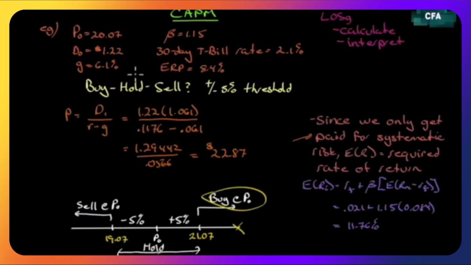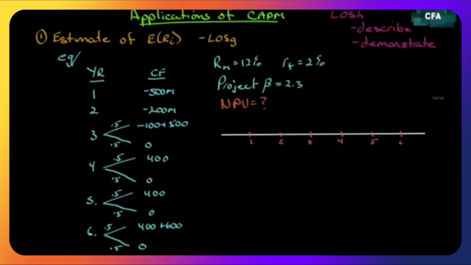So we figured the intrinsic value of the stock is $22.87 based on a required rate of return of 11.76%, which was calculated based on the information we have. The current price in the market is $20.07. That signals a buy. The final learning objective of this very long reading, LOS H, keywords describe, demonstrate: describe and demonstrate applications of the capital asset pricing model and the security market line.